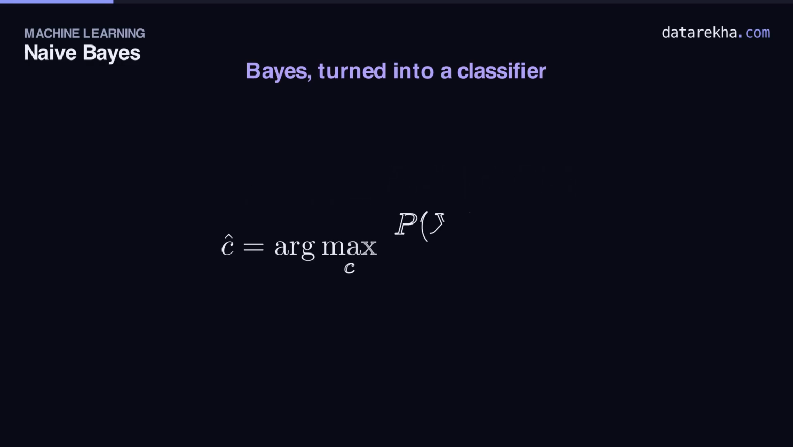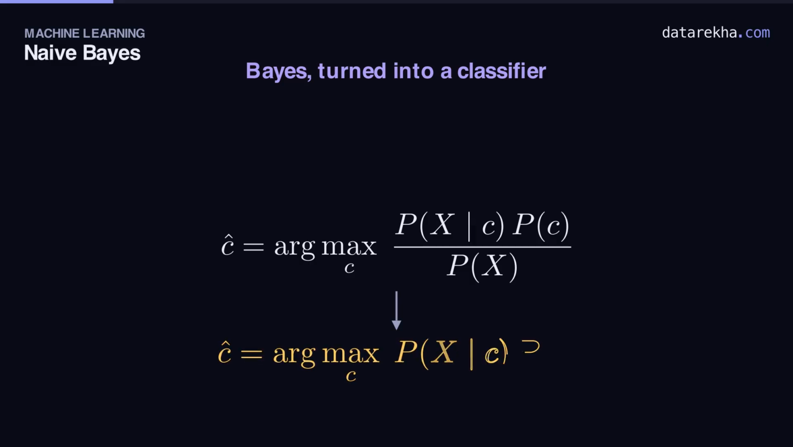Now watch a lovely simplification. That denominator, P of X, is the plain probability of those words. It doesn't mention the class at all. It's the same number for spam and for not spam. So when we're only ranking the classes, we can drop it entirely. The winner is decided by the numerator alone, the likelihood times the prior.